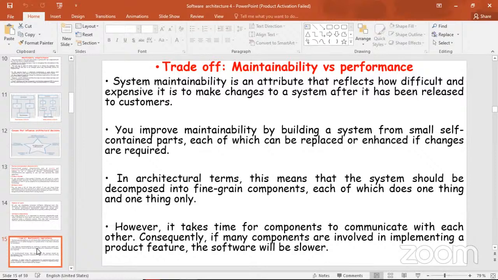Okay, so what I'm saying is that for you to create a system that is easily maintainable, there must be a trade-off or a balance, as an architect, between the performance and how easy it is to maintain.